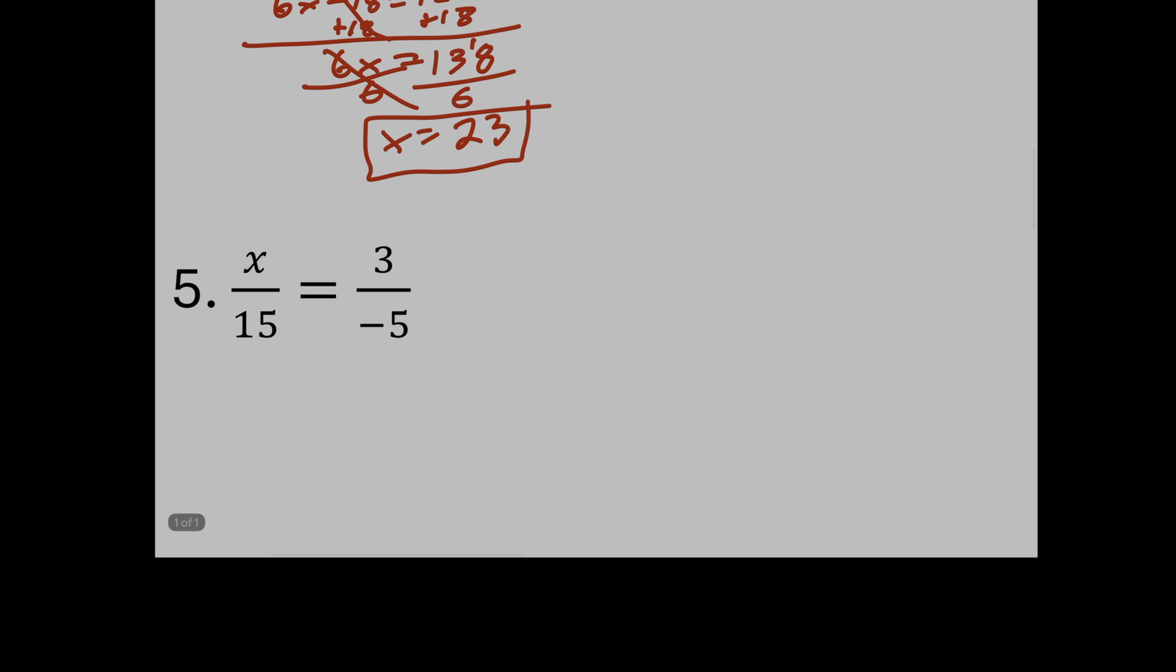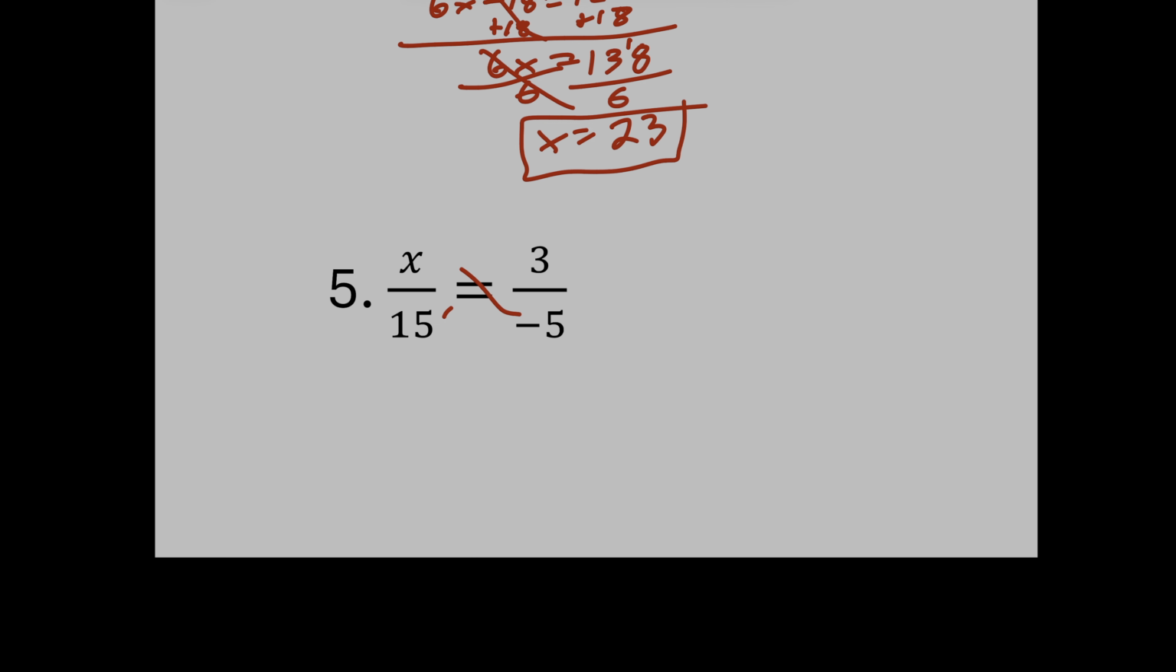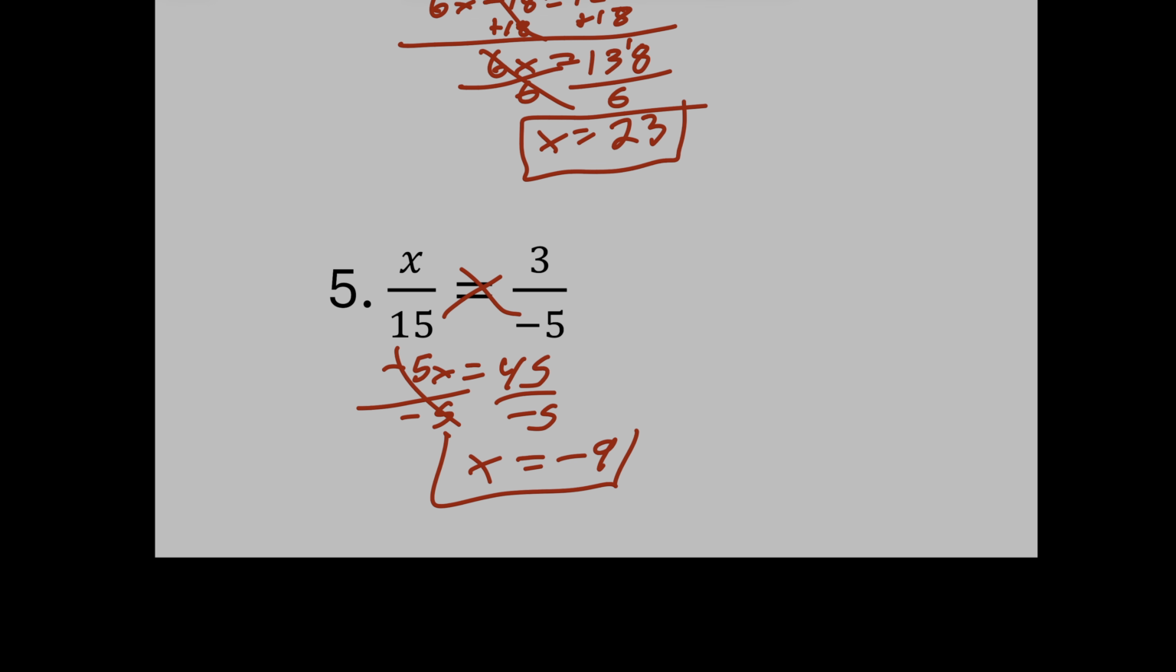Okay, going on to number 5, I'm going to cross multiply here. Negative 5 times x is negative 5x. 3 times 15 is 45. Once I divide each side by negative 5, you're going to see my answer is going to be a negative 9.